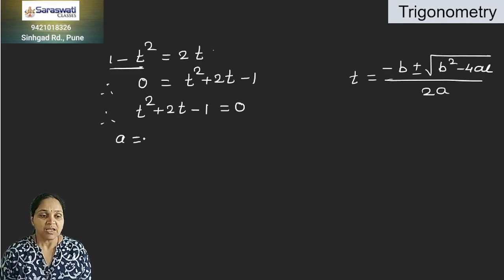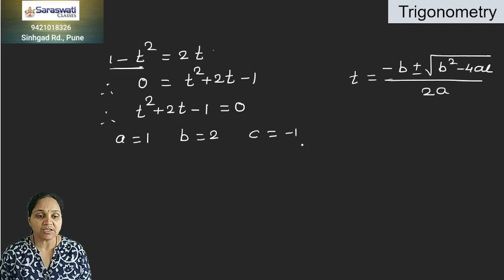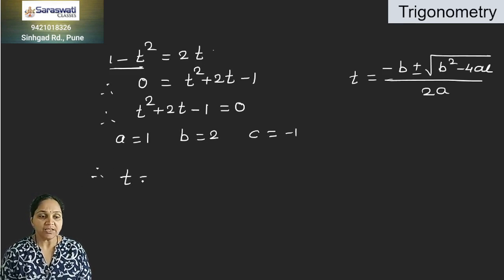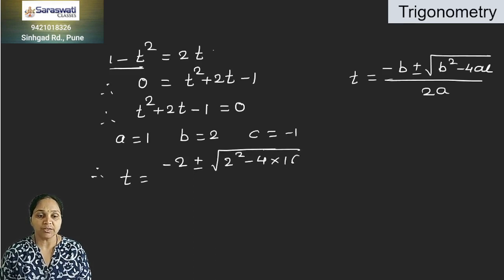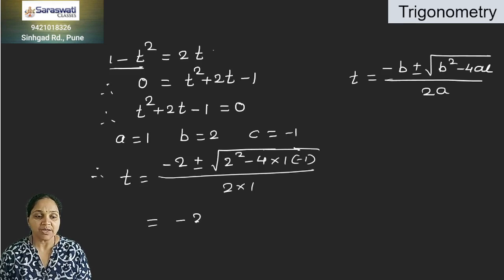So in this case a is equal to 1, which is the coefficient of the quadratic term. Then b is equal to 2, the coefficient of t, and c is the constant term, and therefore t is equal to minus 2 plus or minus under root 2 square minus 4 into 1 into minus 1 upon 2 into 1. I have substituted all the values, and that is minus 2 plus or minus under root 4 plus 4 upon 2.